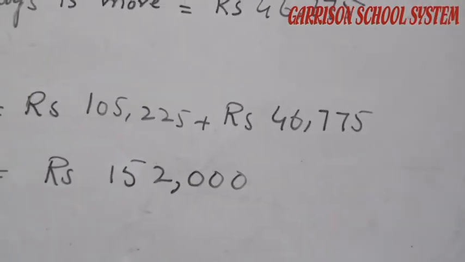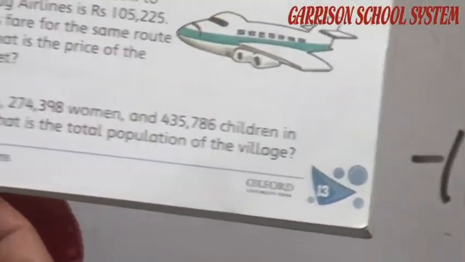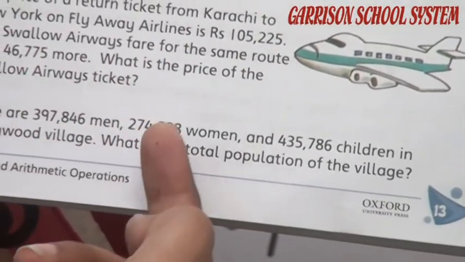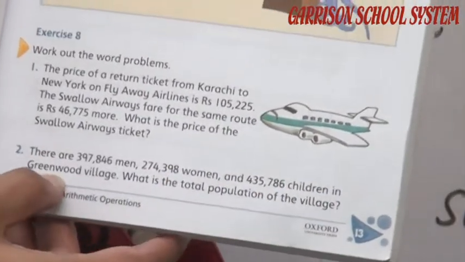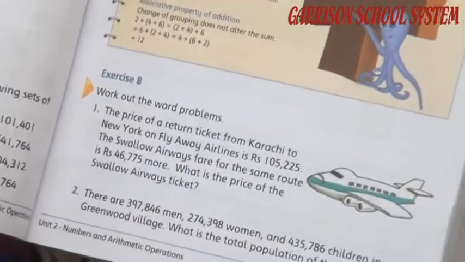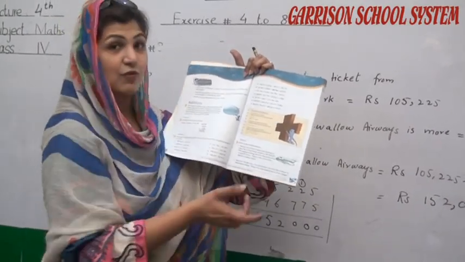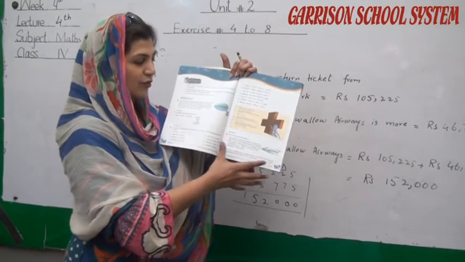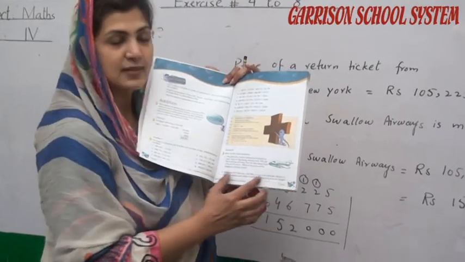The next question: there are 397,848 men, 274,398 women, and 432,786 children in Greenwood village. So we have the number of men, the number of children and the number of women. So what is the total population of the village? We have to find out the total population of the village. So what can we do? Yes, we have to add all these numbers.